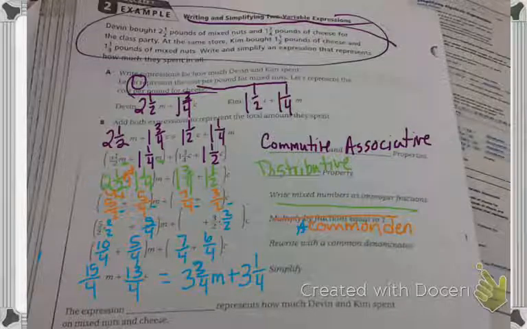So the expression 15/4 M plus 13/4 C represents how much Devin and Kim spent on mixed nuts and cheese. Or this answer also. Whoops, I forgot the C.